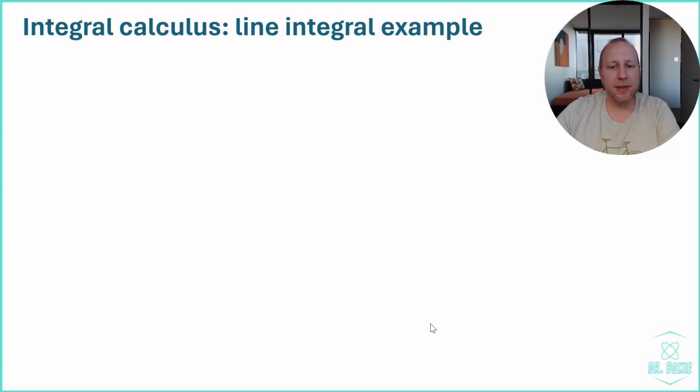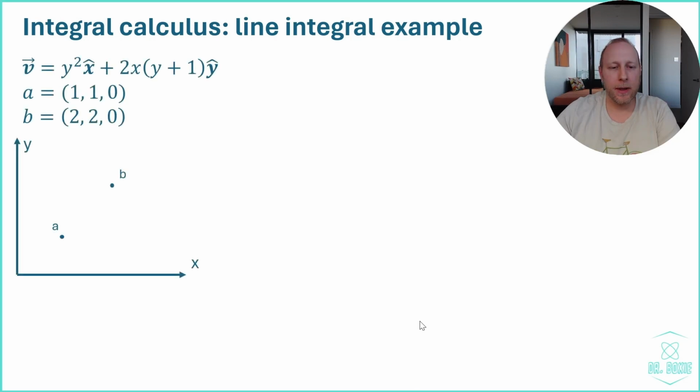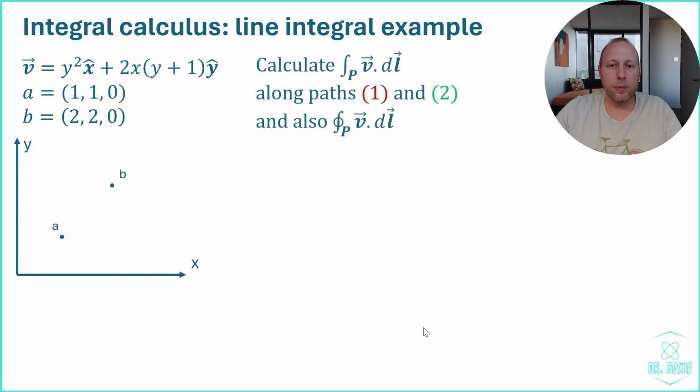As an example, we consider the following vector field. It is a vector field whose x component is equal to y squared, its y component is 2x times y plus 1, and its z component is 0. And we will look at two different paths going from A to B, where A is the point (1, 1, 0) and B is the point (2, 2, 0). And the two paths we will consider are these two.